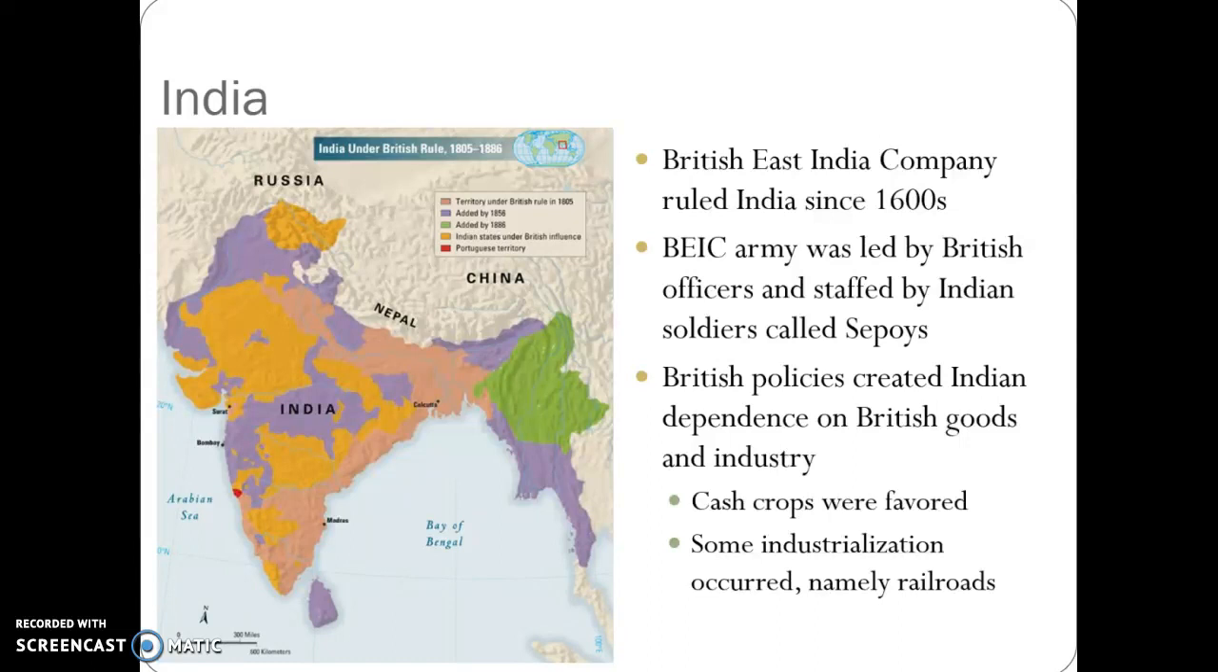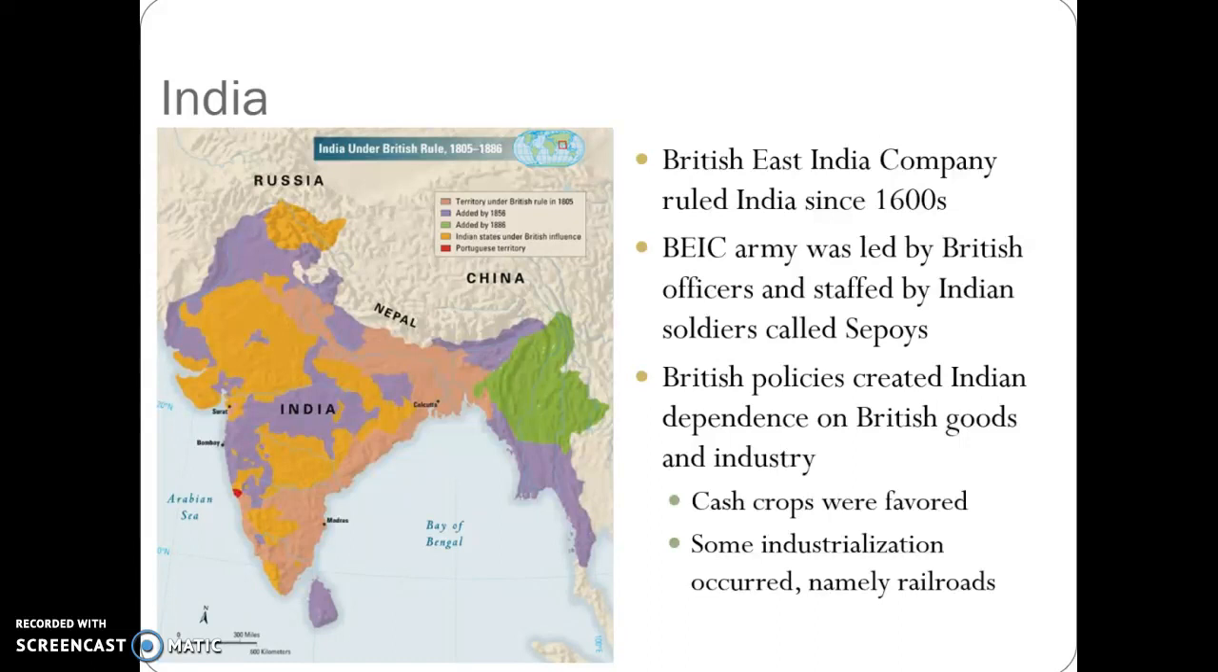The British wanted the Indians to grow cash crops, things like cotton. Once again, same kind of deal with Egypt. Or you might remember the Opium Wars. It's opium that's being grown in India that the British East India Company is then selling in China, and the story behind all of that.